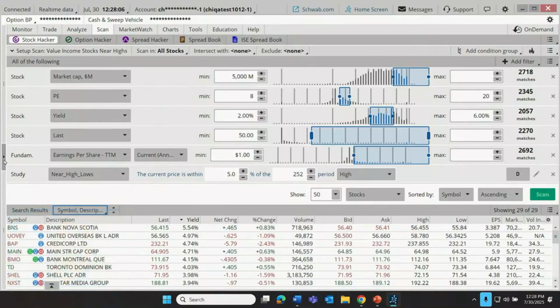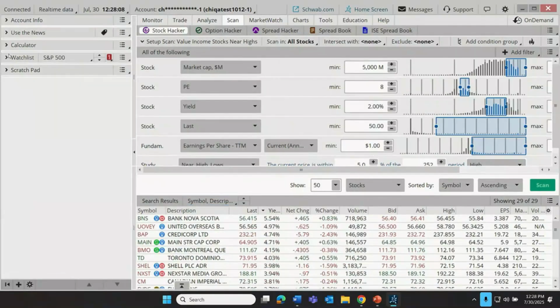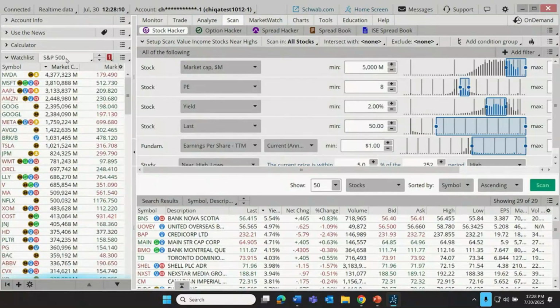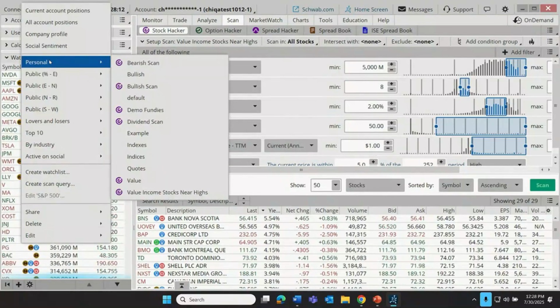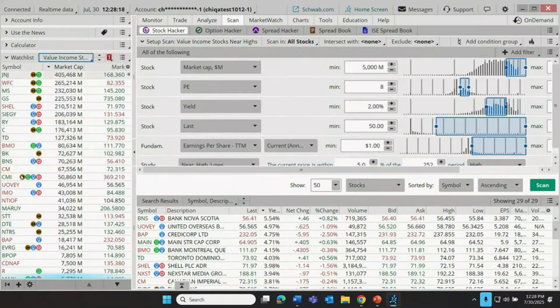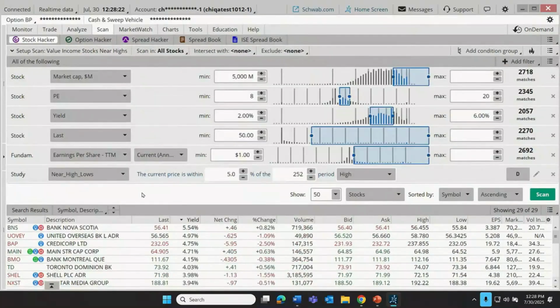An additional benefit to that is when we save that, we can also load that up as a watch list over here. Let's go to our personal watch list, and you notice we can load up our value income stocks near highs, and there's that watch list of stocks currently meeting those criteria. Didn't have to do anything special. That just automatically happens.